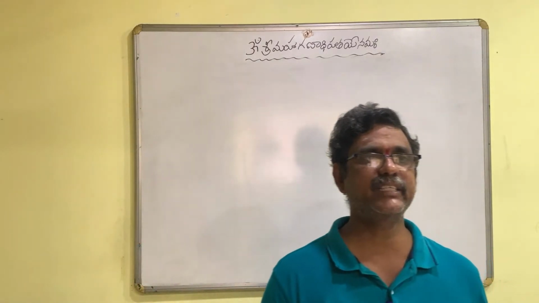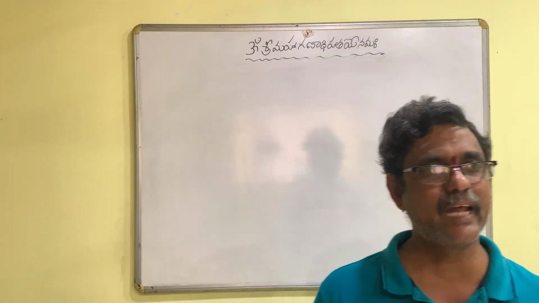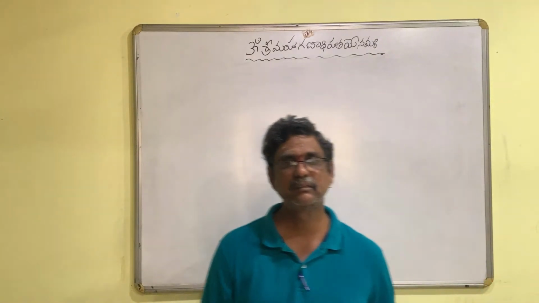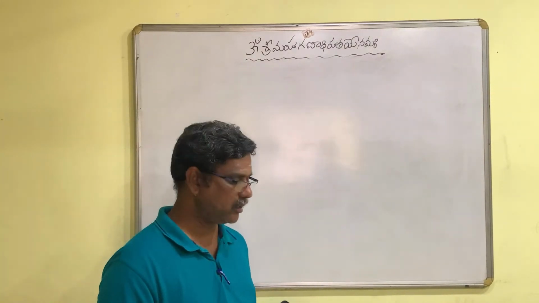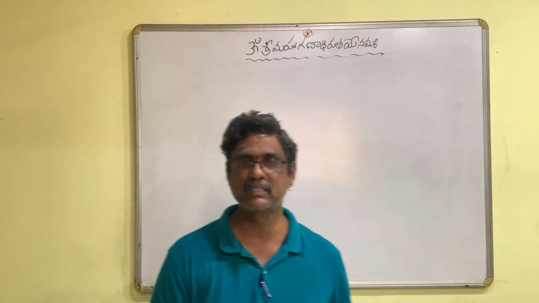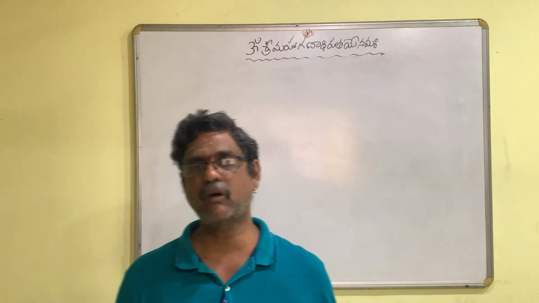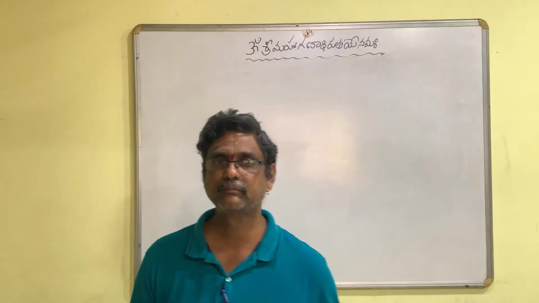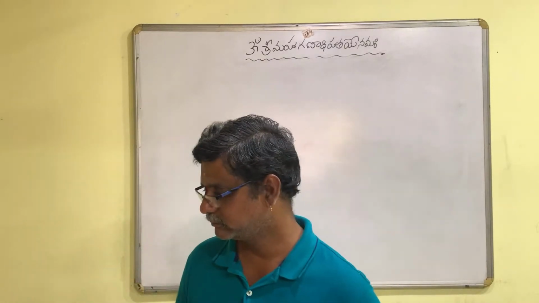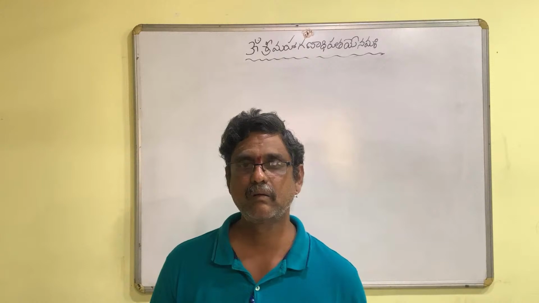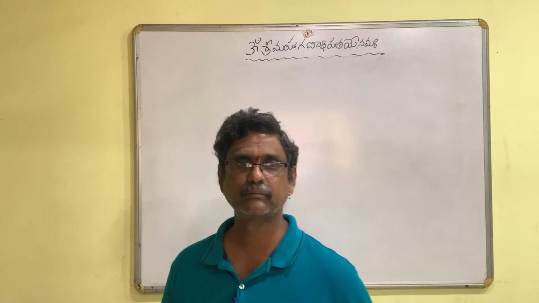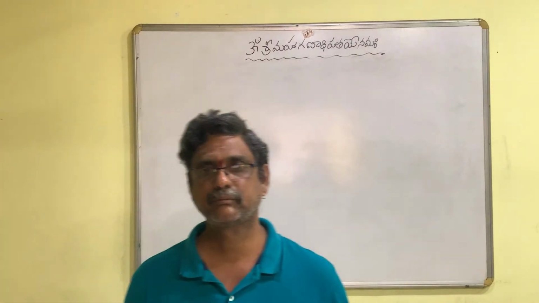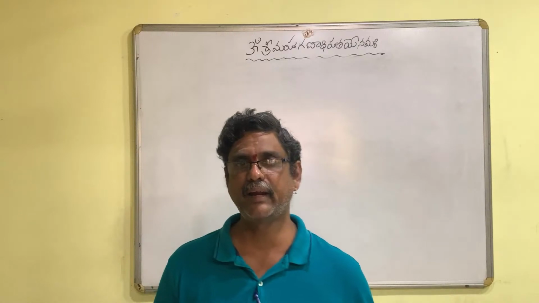Now if a is less than 0, parabola opens downwards. Is that right? If a is less than 0, parabola opens downwards. Then the vertex lies in which quadrant, children? Very good. Quadrant 1.